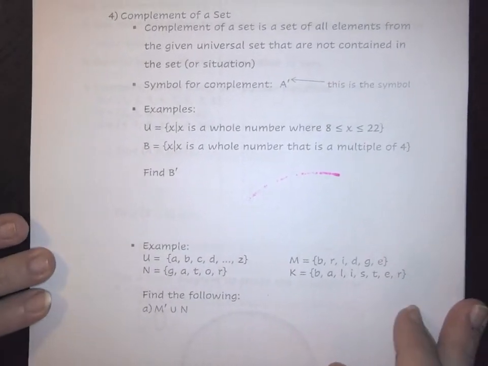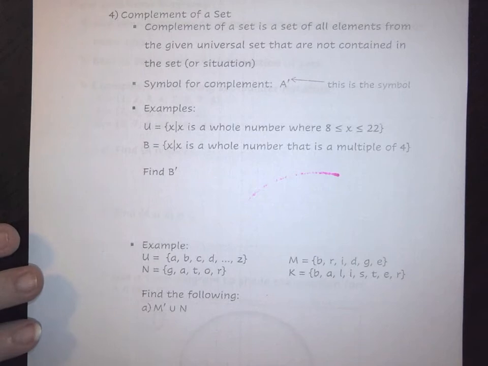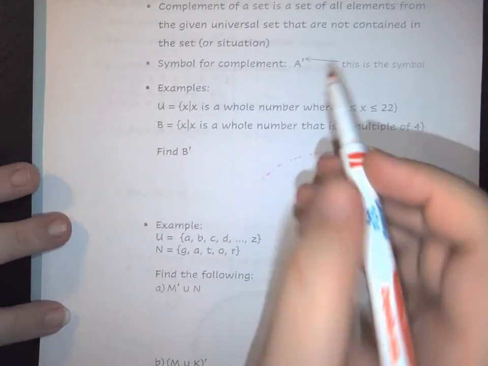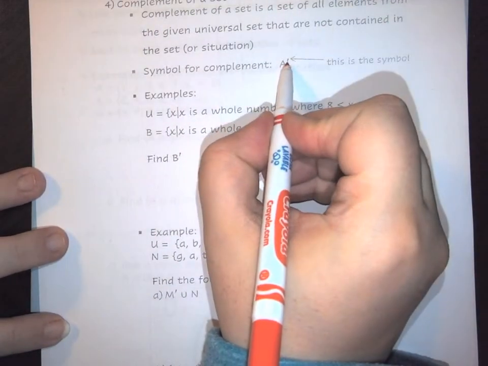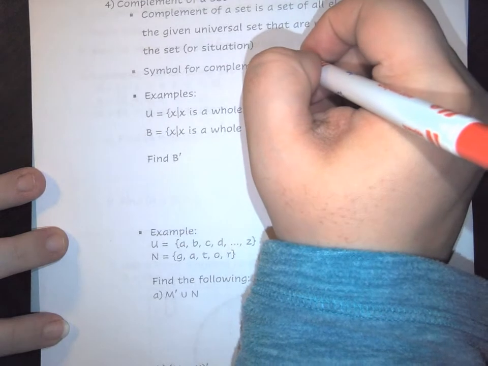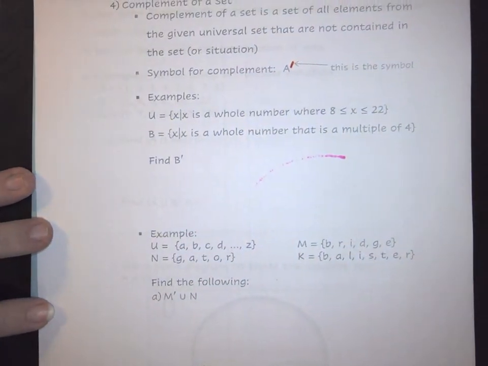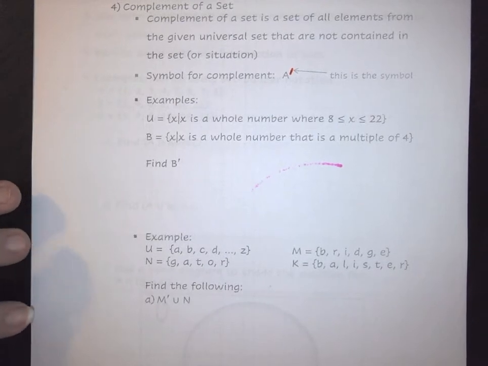Now, another aspect of sets has to do with the complement set. A complement of a set is a set of all elements from the given universal that are not contained in the original set. So you can see right here the apostrophe. This part right here is what denotes the complement. So when you see a set labeled with the little apostrophe next to it, that means you want the complement of that set.